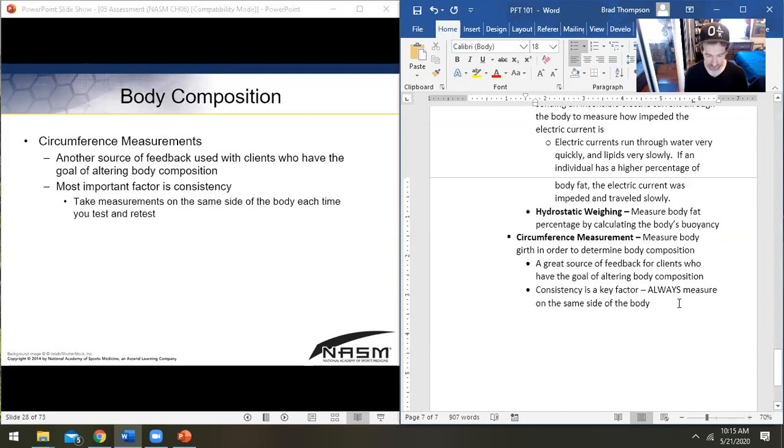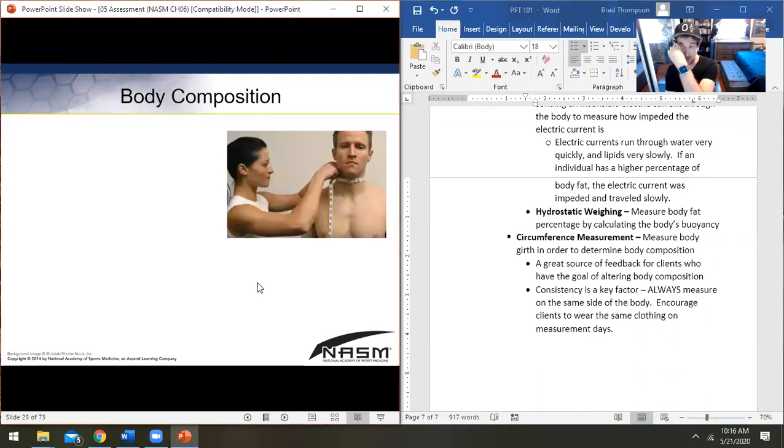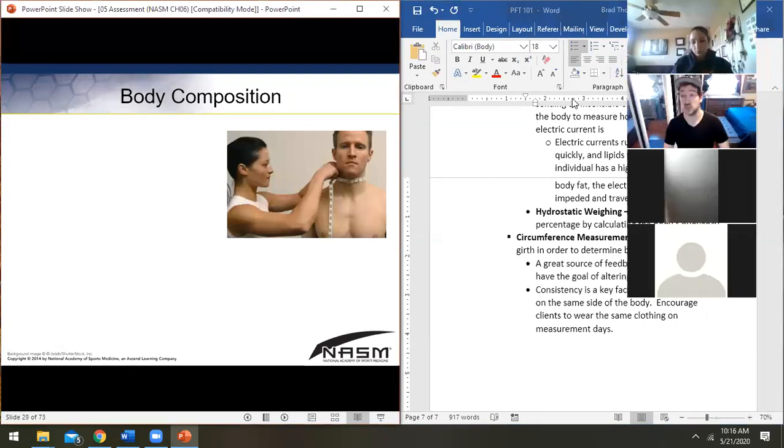Also, encourage clients to wear the same clothing on measurement days. So that's another thing you want to do. Make sure your client's wearing the same clothes that they tested in with. This is particularly important with your female clients. Let me tell you, man, sports bra, I mean, I'm no sports bra expert, but I will tell you that a change from one to another will make a massive difference in someone's measurements, you know?